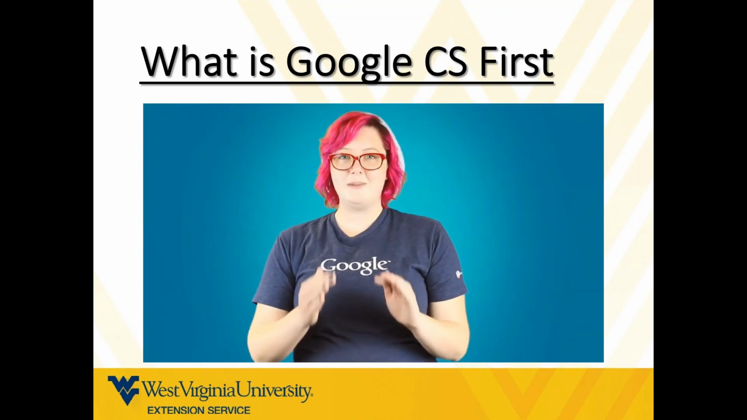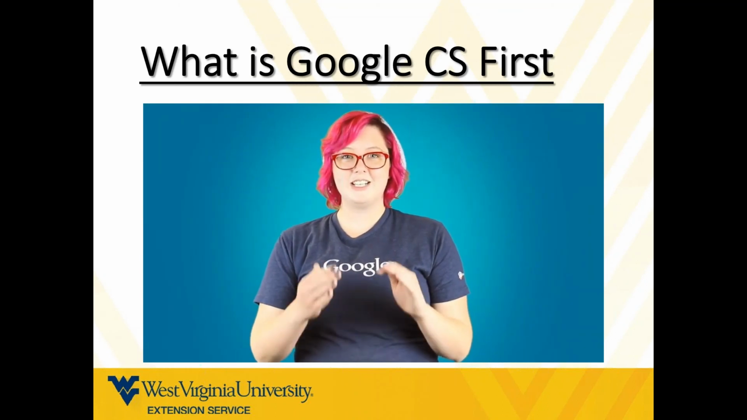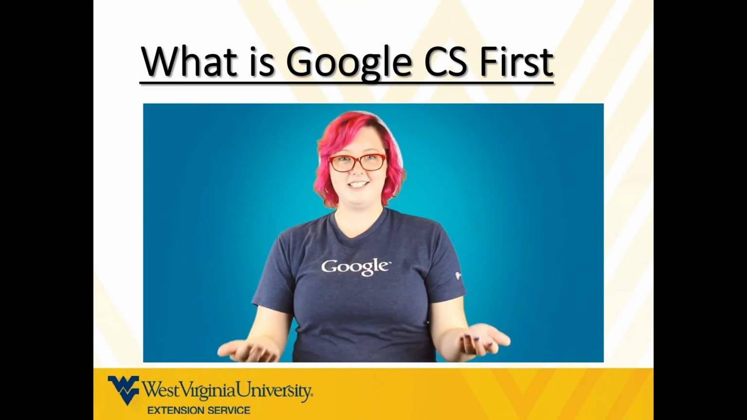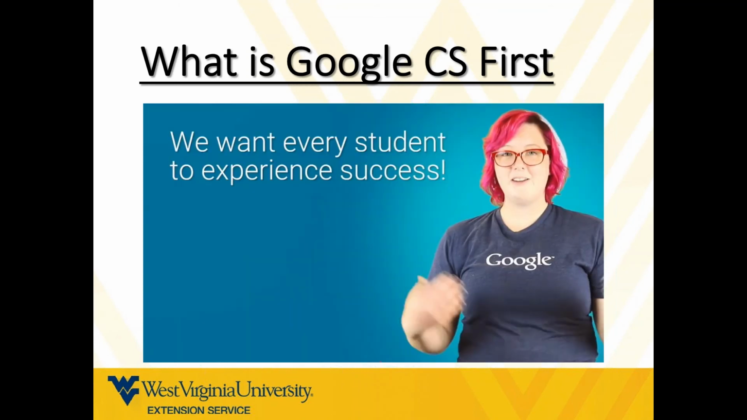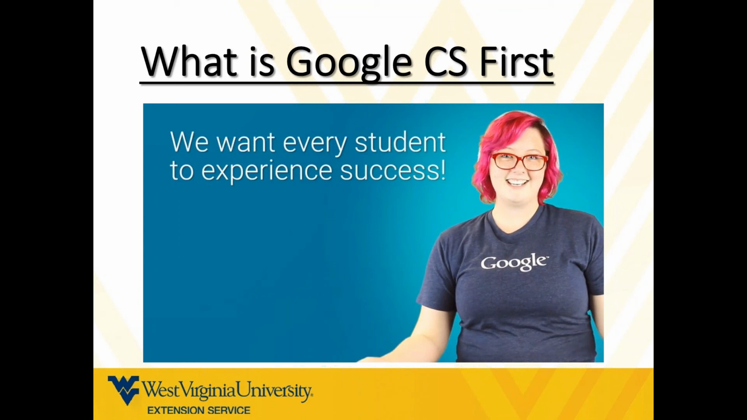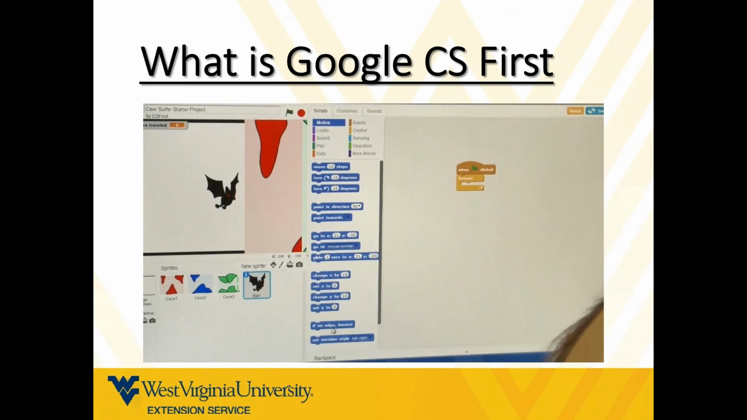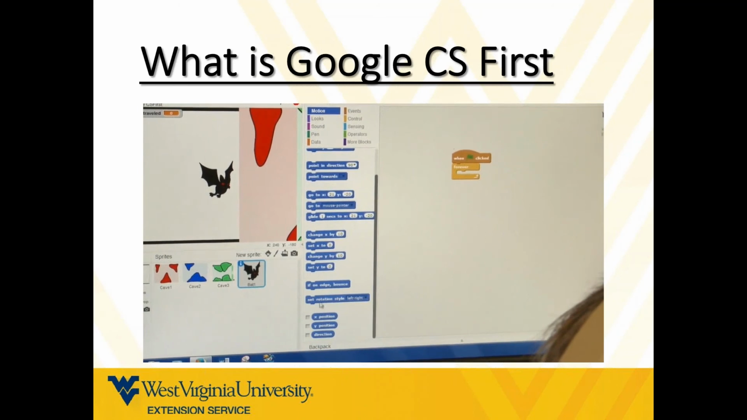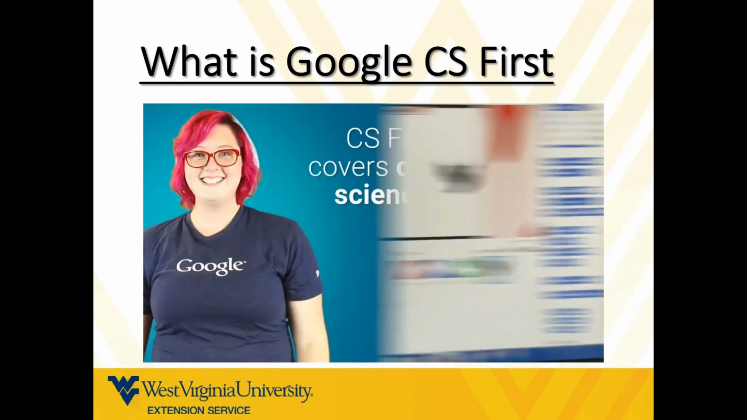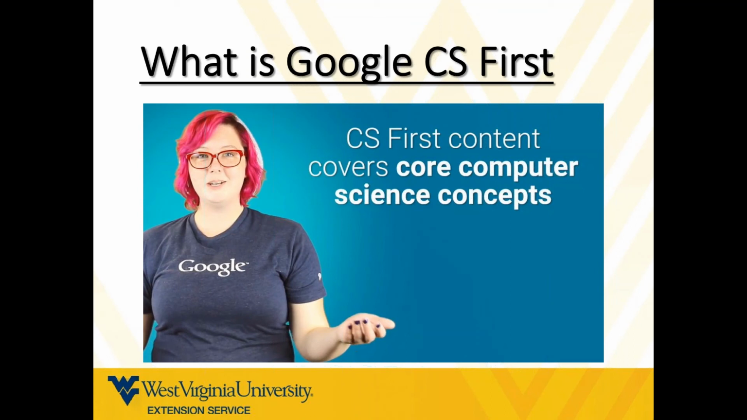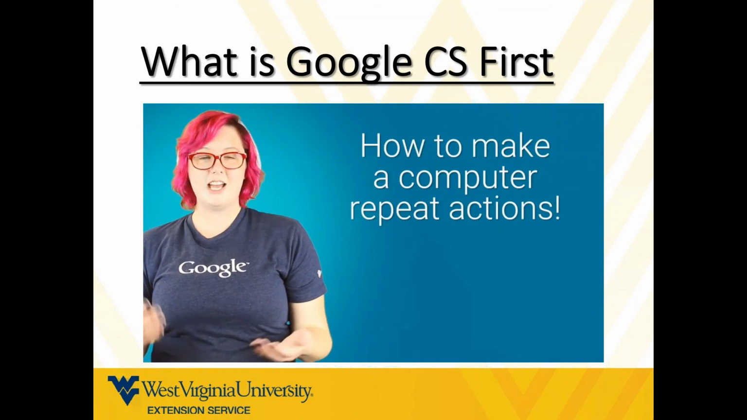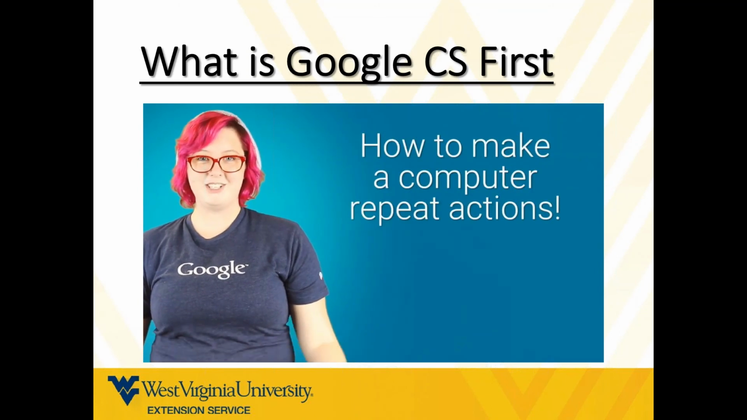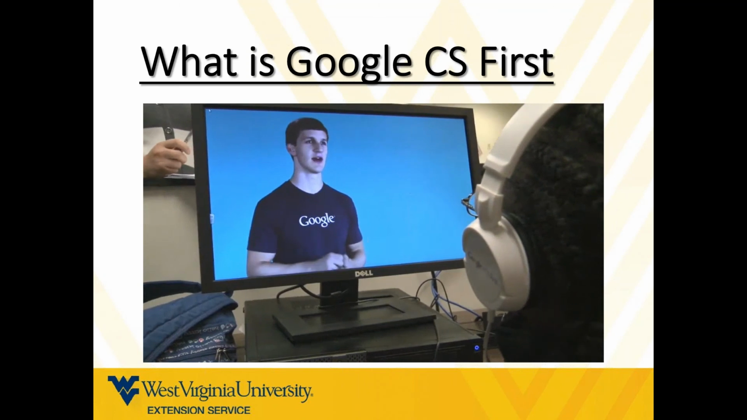CS First content covers core computer science concepts, such as how to make the computer repeat actions. It also introduces real-world uses of computer science and shows how it impacts people around us. More importantly, it makes computer science approachable and engaging for students, providing a newfound sense of belonging in technology for diverse populations.